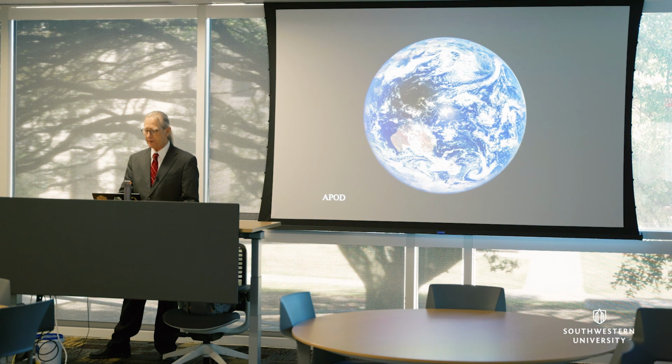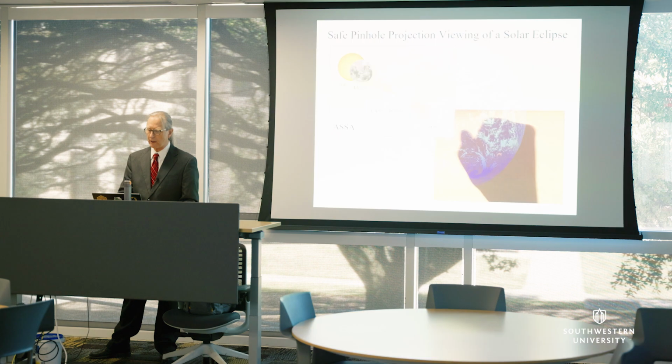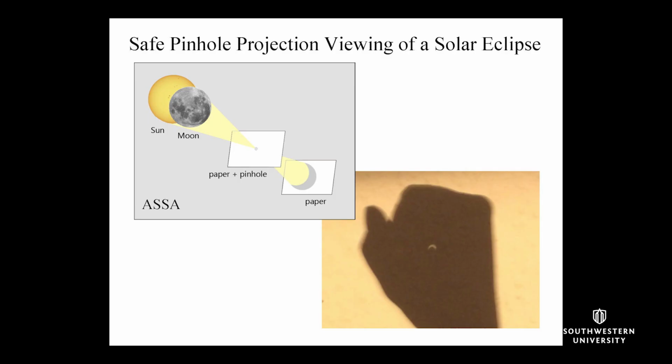If you don't have a pair of safe solar viewing glasses, you can try pinhole projection. So take a piece of paper, poke a pinhole or a pencil hole in it, and take another piece of paper, and it will make a pinhole camera image of the eclipse.